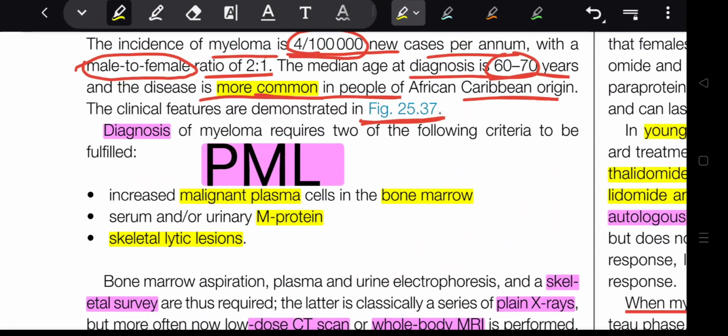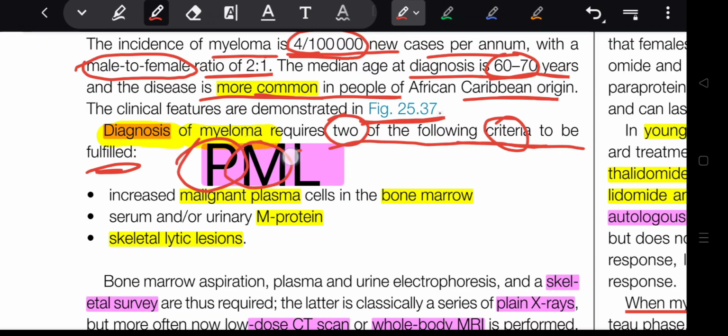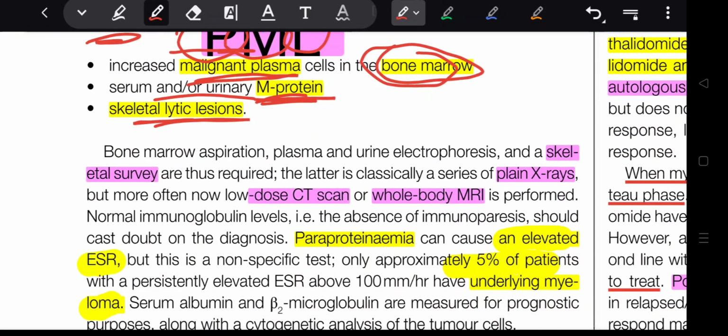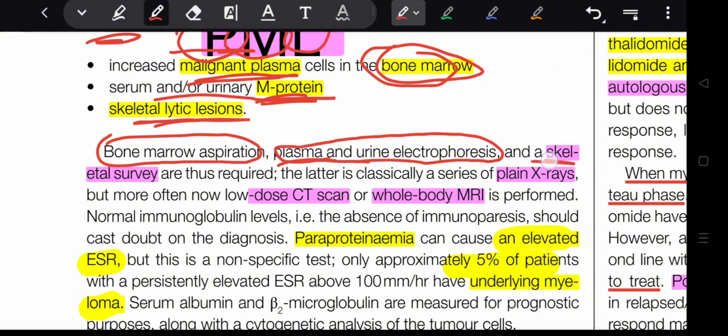And how to diagnose multiple myeloma. Diagnosis of multiple myeloma requires two of the following criteria to be fulfilled: P for malignant plasma cells in bone marrow, M for M protein in serum and urine, L for lytic skeletal lesions. So bone marrow aspiration, plasma and urinary electrophoresis, and skeletal survey investigations are required. The latter is classically a series of plain X-rays, but more often CT scan or whole body MRI is performed.